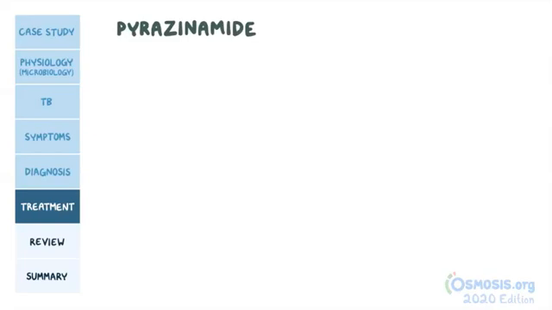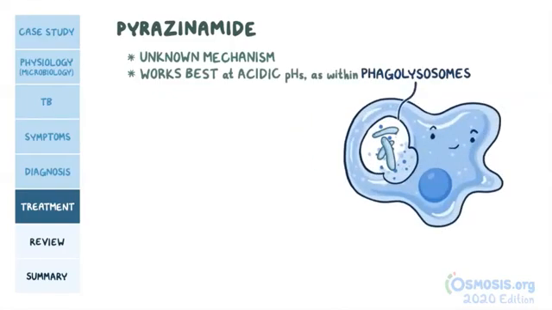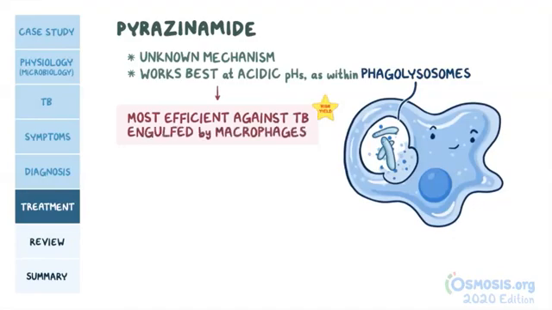Third, pyrazinamide has an unknown mechanism, but it works best at relatively acidic pHs, as within phagolysosomes, which is why it is the most efficient against the TB engulfed by macrophages. Pyrazinamide can also cause hyperuricemia and hepatotoxicity.